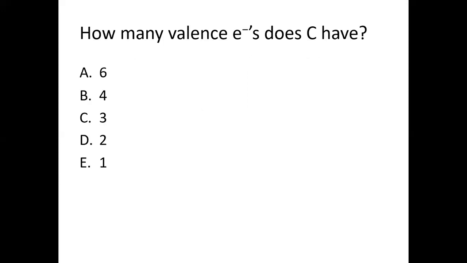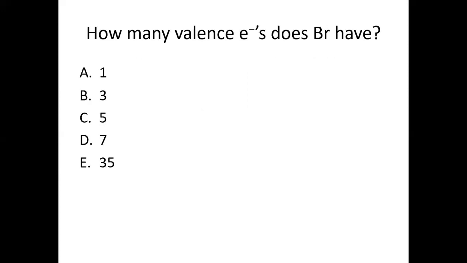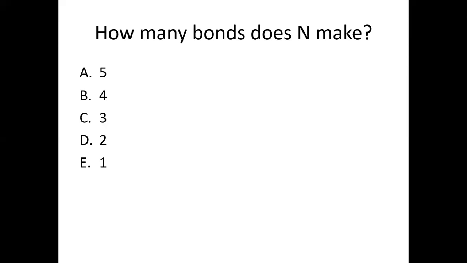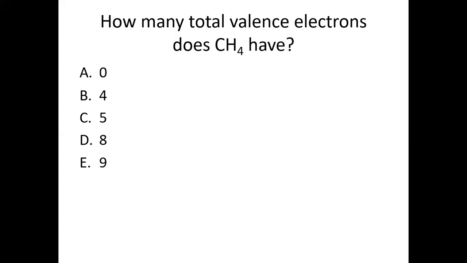All right. So the answer should be B, 4. How many valence electrons does bromine have? And we just did that. It's a halogen. If I count from left to right, it's going to have 7. How many bonds does nitrogen make? Well, this is going to be a little bit of a trickier one. But when we draw our bonds, if we're thinking about how many bonds it wants to make, nitrogen, if you remember, likes to make 3 bonds, right? It can make 4, but it prefers 3.